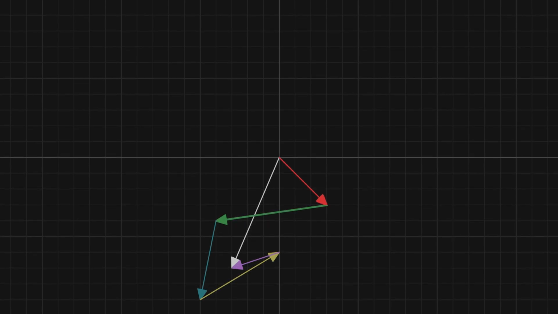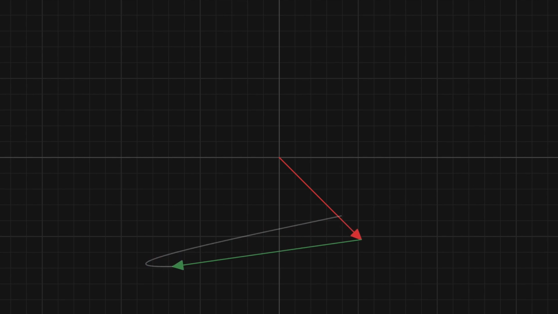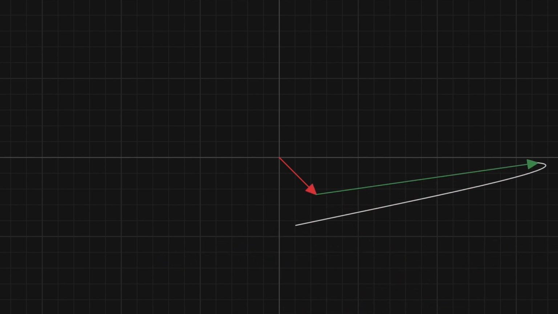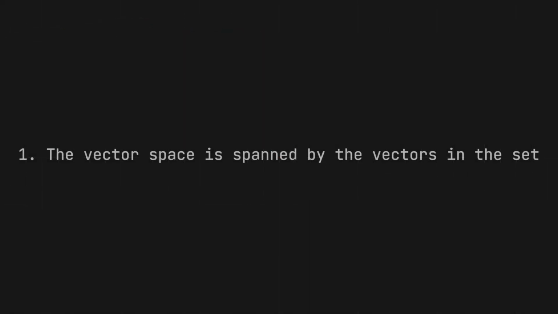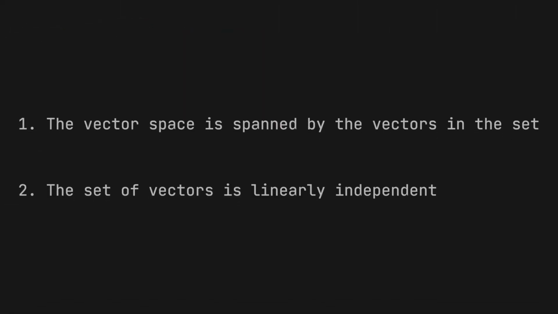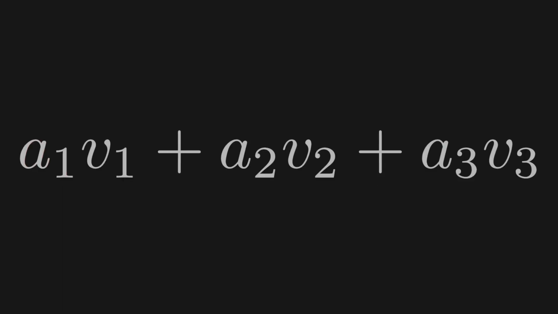These types of sets are called generating sets because you can think of them as being able to generate the whole vector space just by taking linear combinations of the vectors in the set. The second condition is the set of vectors is linearly independent. We want this because we want the coefficients of the linear combinations to be unique.